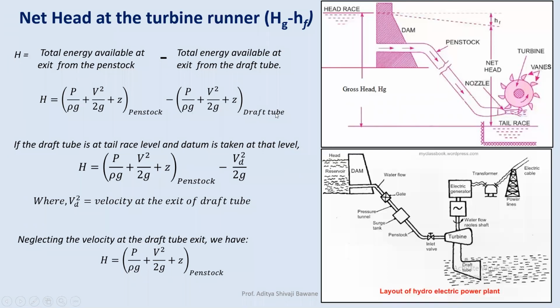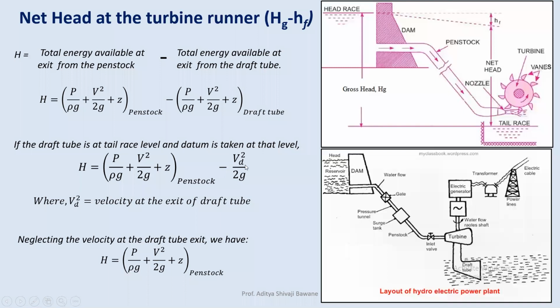Let us understand the case where the draft tube is not submerged inside the water, and it ends at this point only, with the area gradually increasing up to this point. In that case, the pressure will remain the same, atmospheric pressure, and since we are considering the datum at the tailrace level, Z will become zero. So the equation becomes H equals P by rho g plus V square by 2g plus Z of the penstock minus the draft tube exit velocity head, V square by 2g.